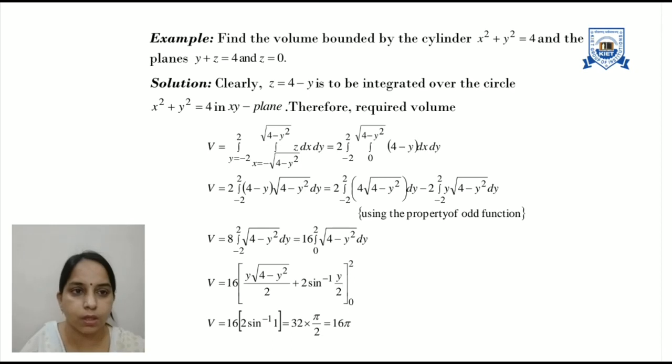I am again using the property of definite integral that includes the even and odd function method. I get V equals 16 integration 0 to 2 under root 4 minus y square dy. Here I am using the formula for under root a square minus x square, integrating with respect to x, we get V equals 16 times y under root 4 minus y square upon 2 plus 2 sin inverse y by 2 under the limits 0 to 2, and the required volume comes up to be 16 pi.